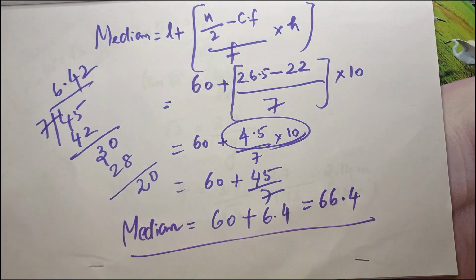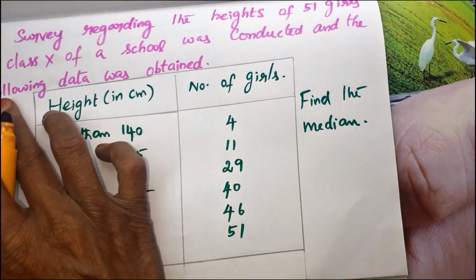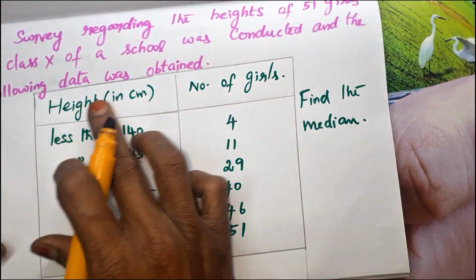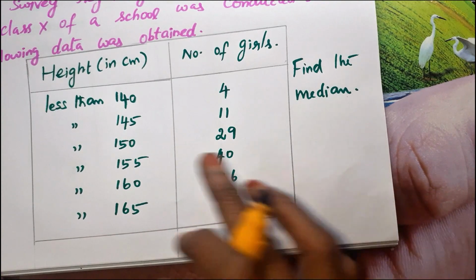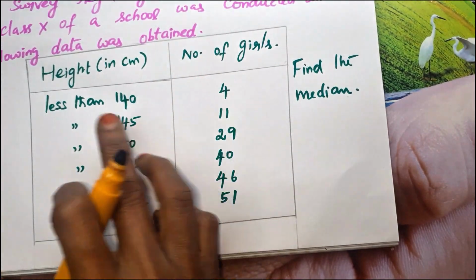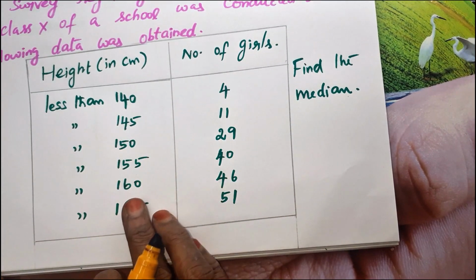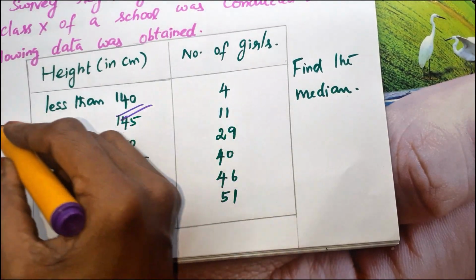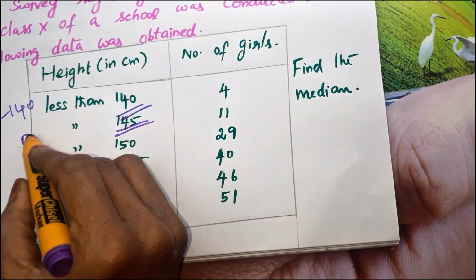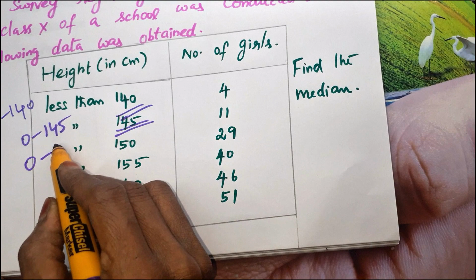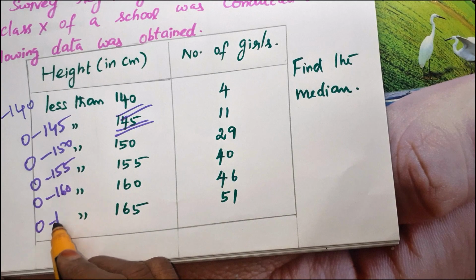Is it clear? The next problem is: a survey regarding the heights of 51 girls of class 10 of a school was conducted and the following data was obtained. The height in centimeter is given and the number of girls are given. See the data, it is not in a single value: less than 140, less than 145, less than 150, less than 155, 160, and so on. Less than 140 means from 0 to 140. Less than 145 means from 0 to 145. This is from 0 to 150, 0 to 155, 0 to 160, and 0 to 165.